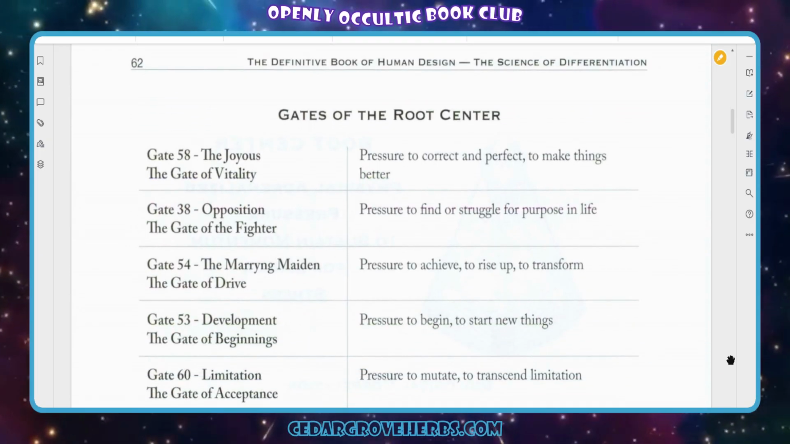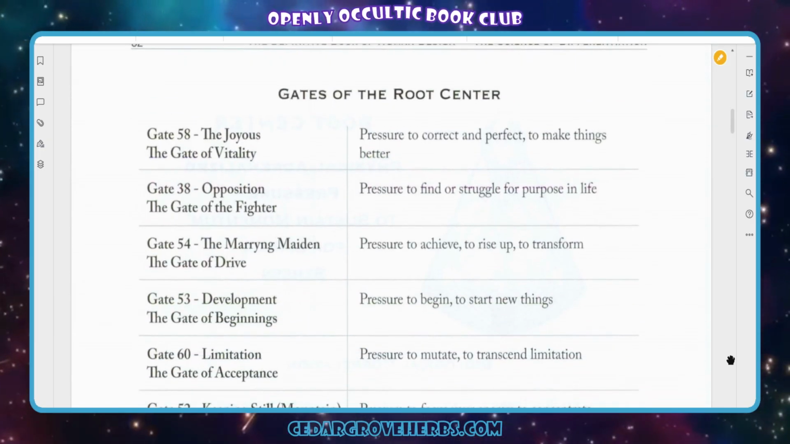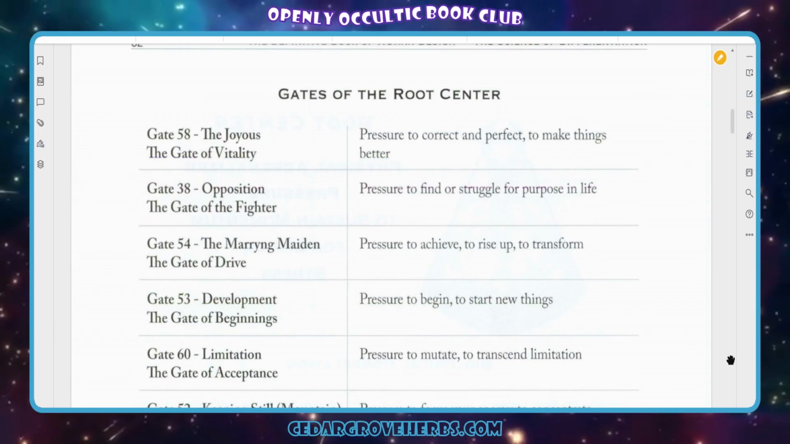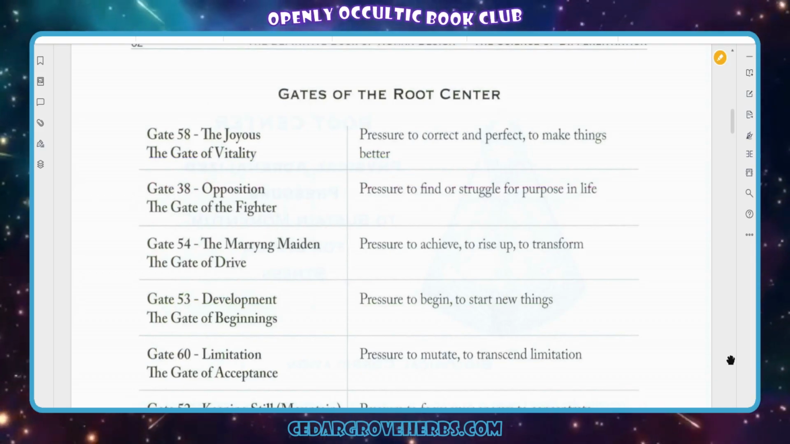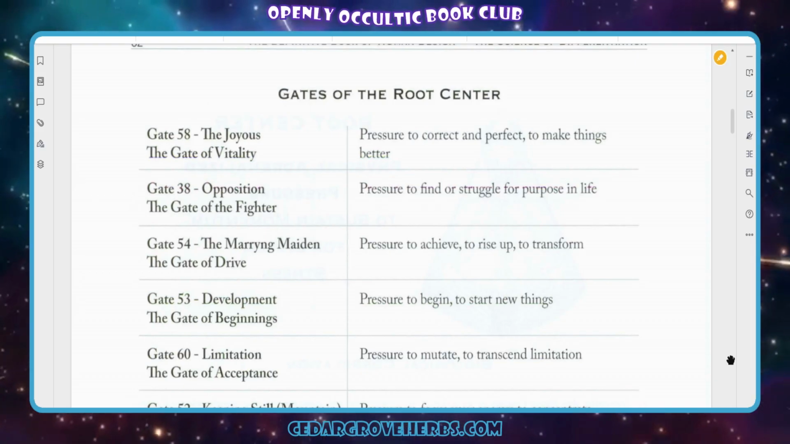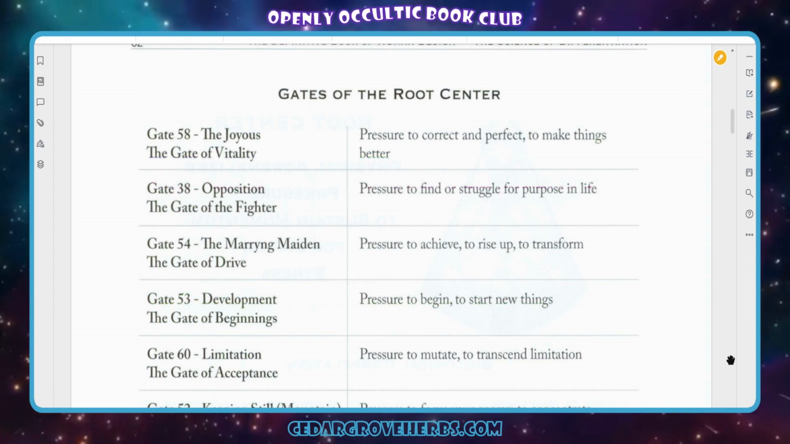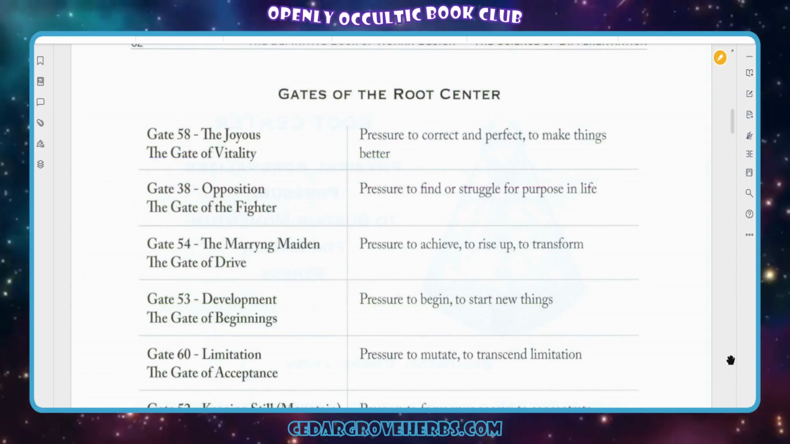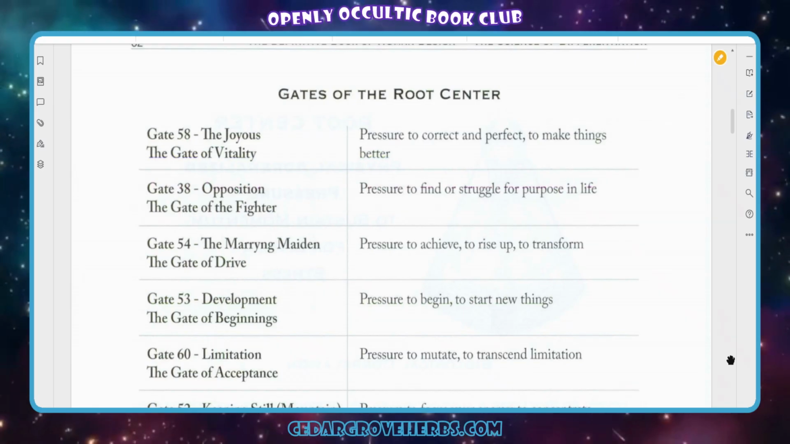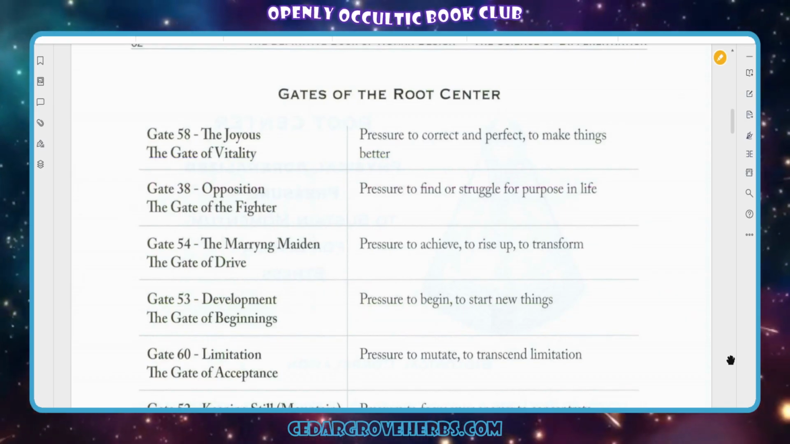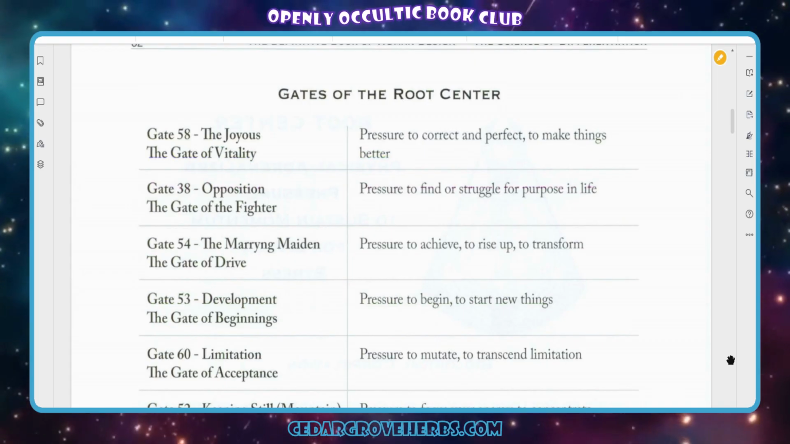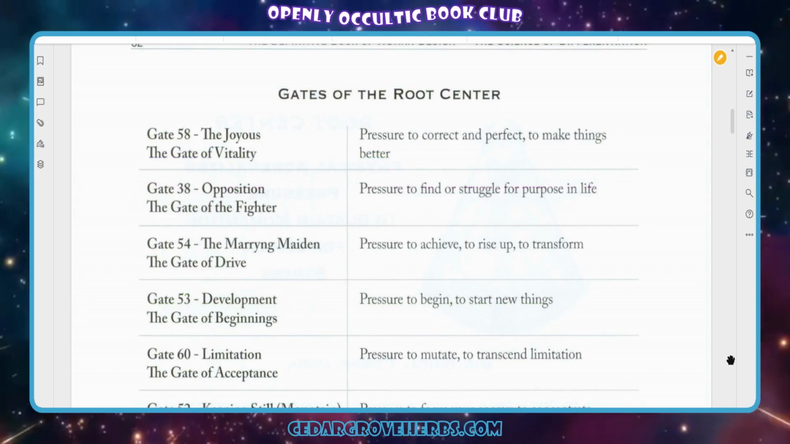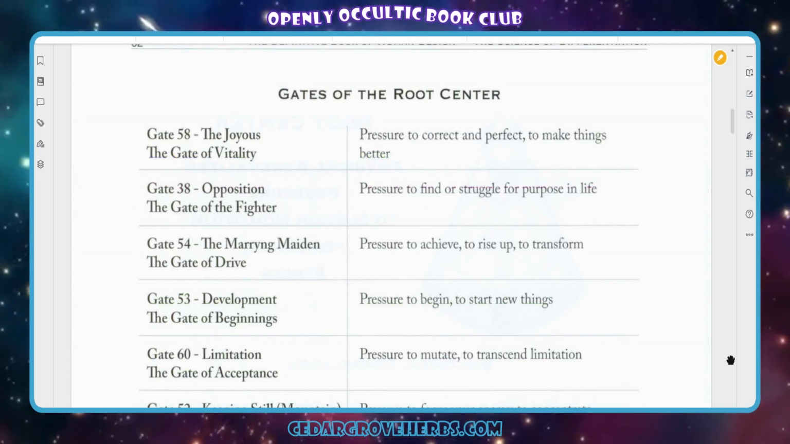So here are the gates that are in the root center. And remember, when we see gates, a synonym for gates in this human design center is hexagram. Hexagrams are part of the I Ching system from China. So when you see gate 58, think in your mind hexagram 58 from the I Ching. So now these are the gates or hexagrams that are part of the root center.